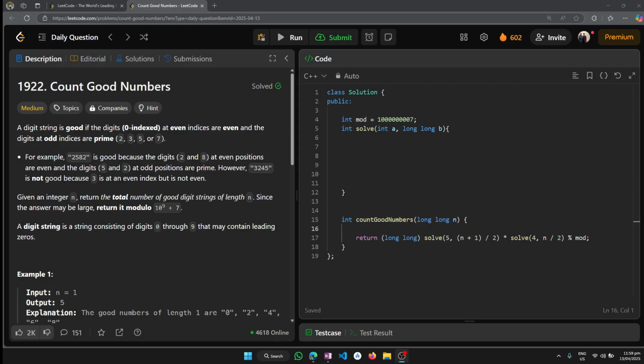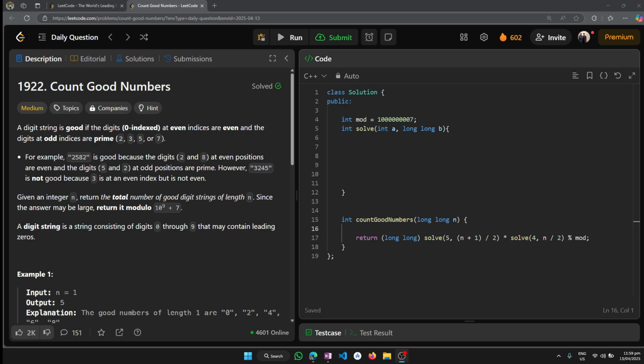We are doing Leetcode 1922, Count Good Numbers, which also happens to be the problem of the day for today. It says a digit string is good if the digits at even indices are even, and the digits at odd indices are prime: 2, 3, 5, 7. Now 11 is also a prime number, but they are talking about single digits. So in single digits only these four numbers are prime.